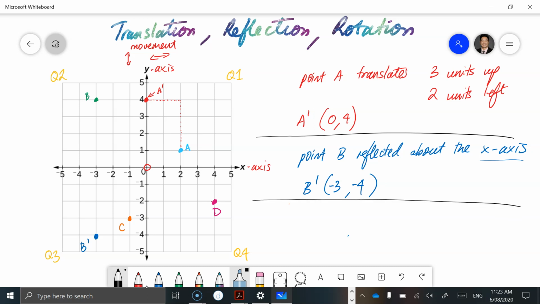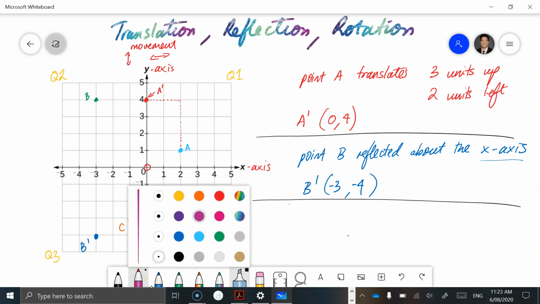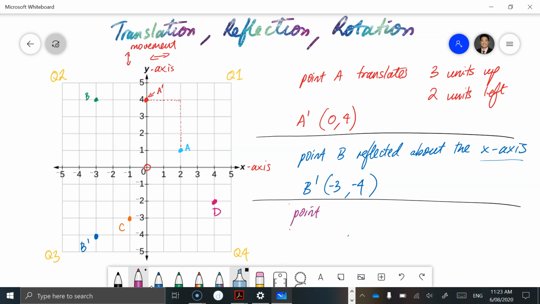Now the last thing that we'll be doing is rotation. What color shall we use? Let's go purple. Let's use point D. Point D is rotated anti-clockwise. Now, I hope you know which way anti-clockwise is. Let's go 180 degrees about the origin.